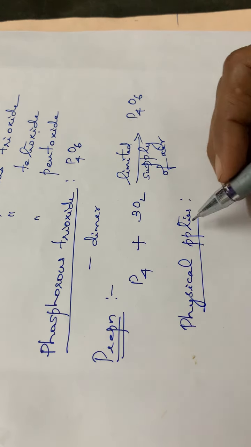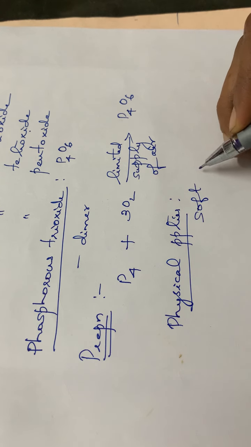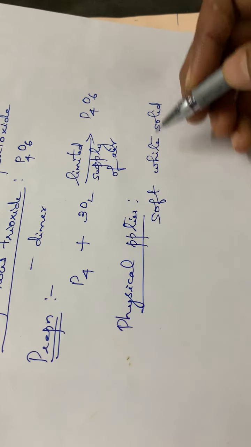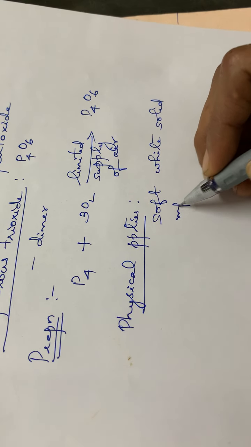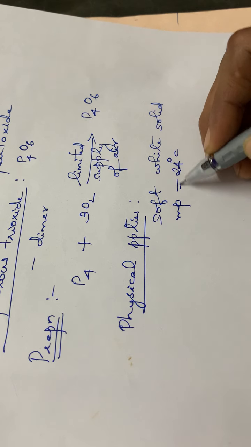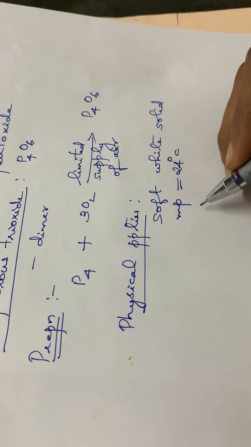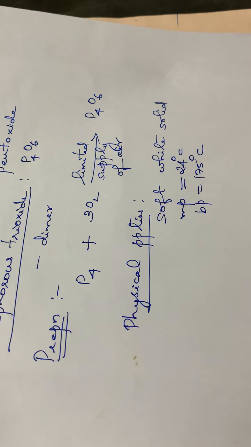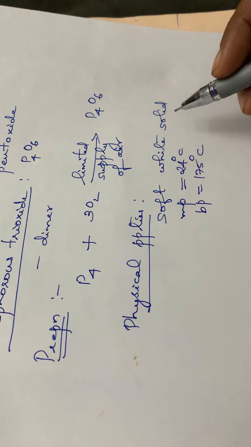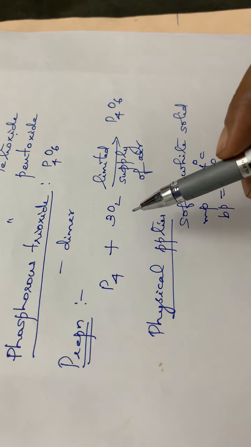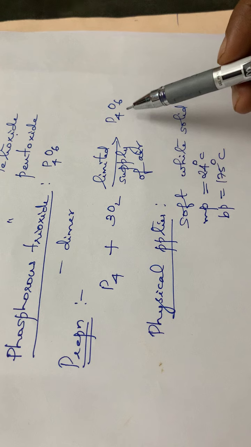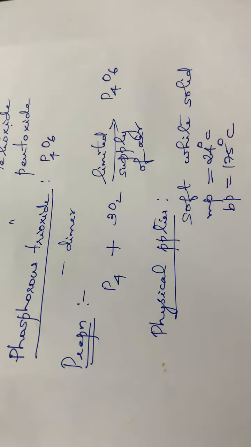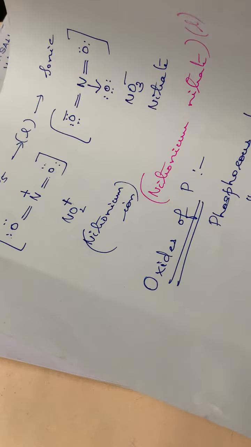Coming to the physical properties. It is a soft white solid. The melting point is 24 degrees Celsius, a very low melting point. The boiling point is 175 degrees Celsius. So the method of preparation means phosphorus is burned in a limited supply of air to give phosphorus trioxide. Next are the reactions of phosphorus trioxide.